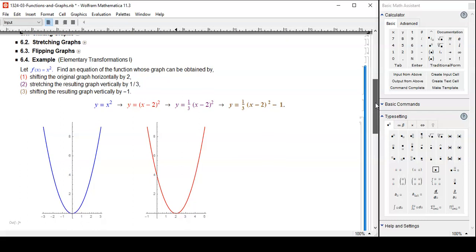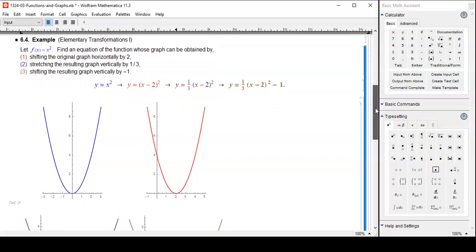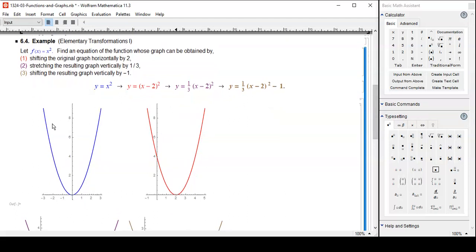So if you use your grapher, if you use technology to graph y equals x squared, you're going to get this kind of graph, the blue graph. And the same graph shifted to the right by 2 units. That is 2 units in the x direction. We do the inverse operation, x minus 2. So we get that, right?